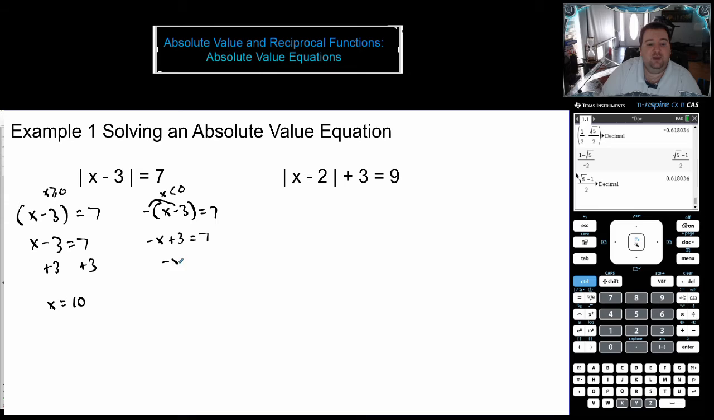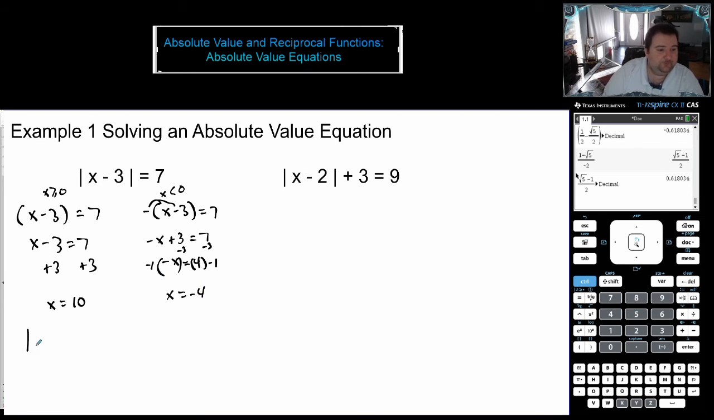Now we're going to have negative x. Let's subtract 3 from both sides. Negative x equals 4. And of course, let's make these positive. So multiply by negative 1. And negative 1 times negative x is x. And 4 times negative 1 is negative 4. So there's our two solutions.